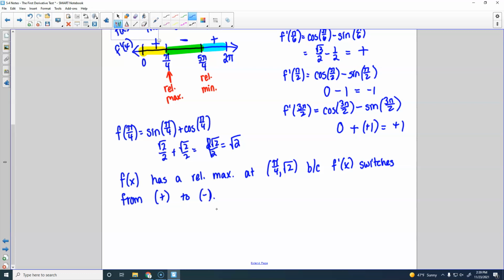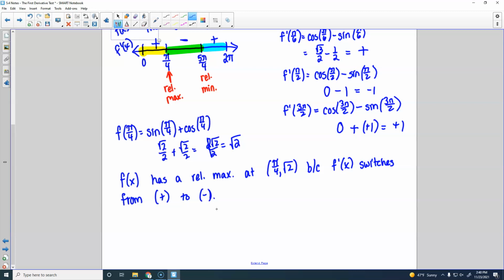But we also can't just talk about f of x and say f of x has a relative maximum at pi over 4, square root of 2 because f switches from increasing to decreasing, because that's the definition of a maximum. So at the maximum, that's definitely going to happen, and it doesn't prove anything that you know why it has to happen. So you have to talk about the derivative. And the derivative, we're talking about it going from positive to negative.